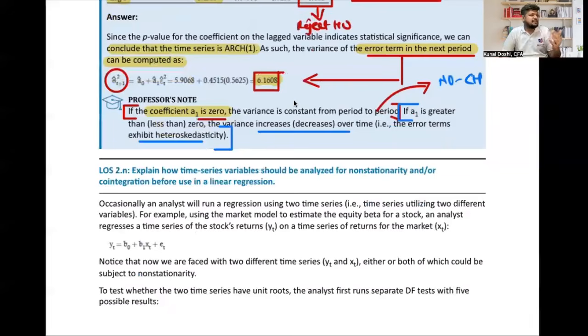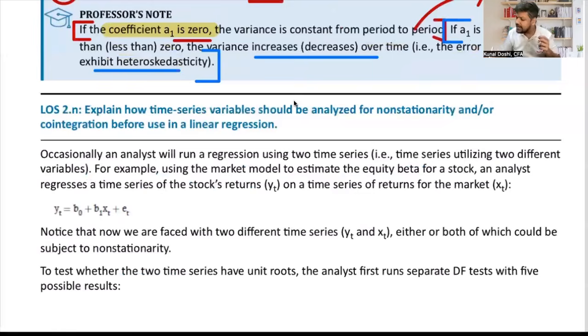Now, finally, we are going to understand that when we use a time series model, we have two variables here, X and Y. X is the independent and Y is the dependent. Correct? So any time series model, occasionally an analyst will run a regression with two time series. Two time series, one for Y, another for X. So they've given an example of, let's say, a CAPM model or a single index model where Y equals B0 plus B1 X. The stock is dependent on the market. Y is stock, X is market.